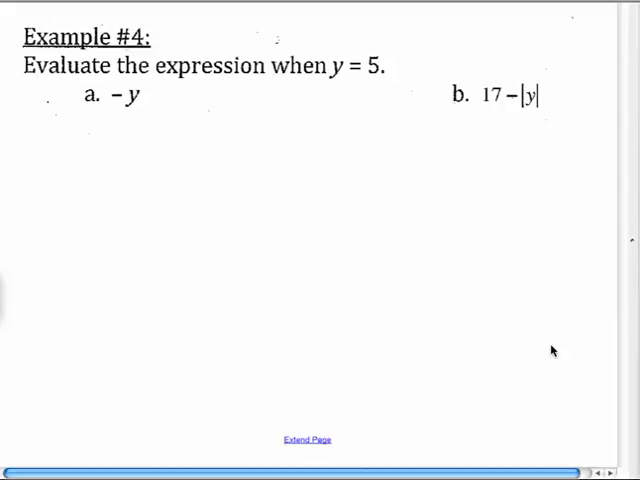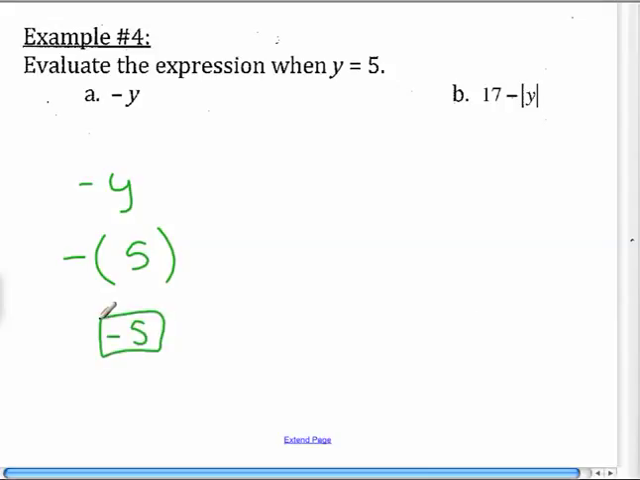I'm going to look at this first one in A. And it says negative y. All right, it says evaluate the expression when y equals 5. So I'm going to put negative and then put my parentheses. Now, okay, what do I plug into the parentheses? Albert? 5. And what answer do I get now when I simplify this thing? Alex? Negative 5. So my answer is negative 5.